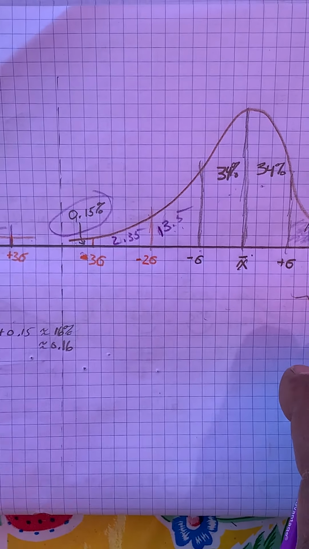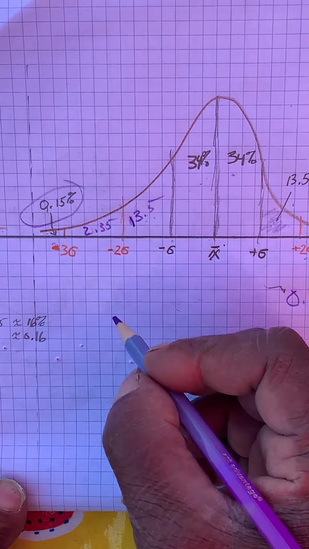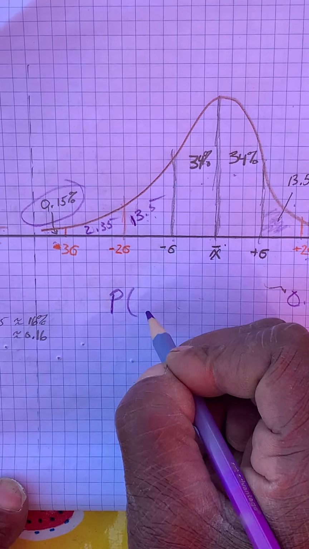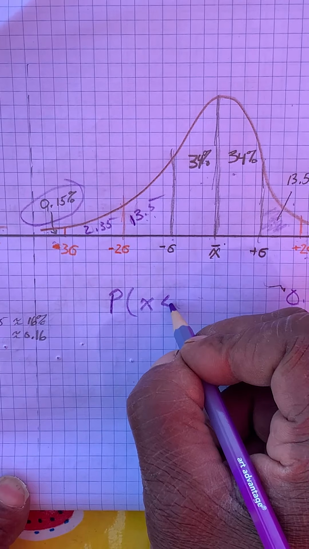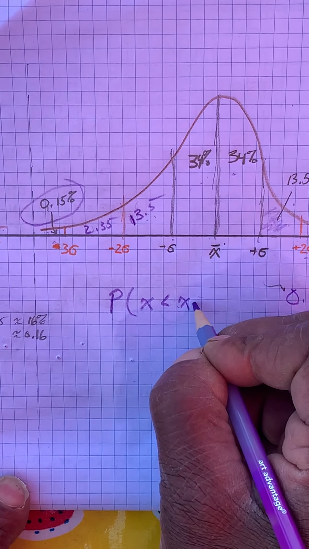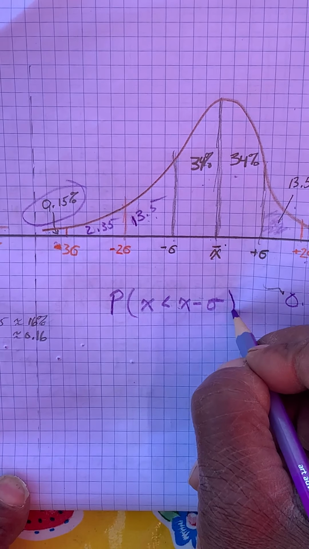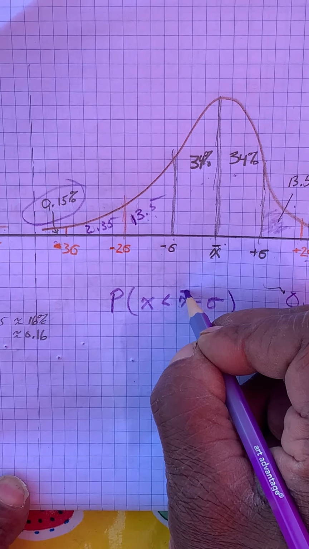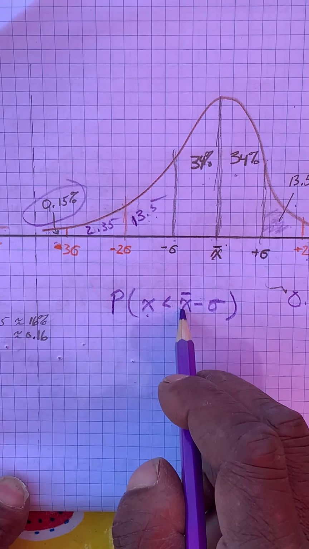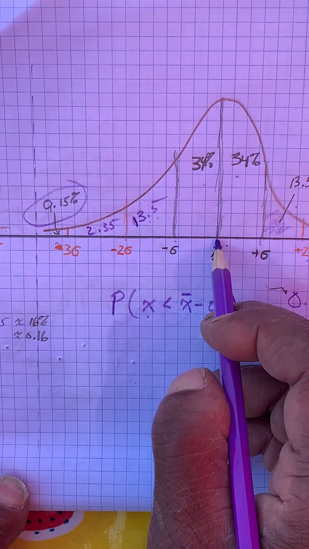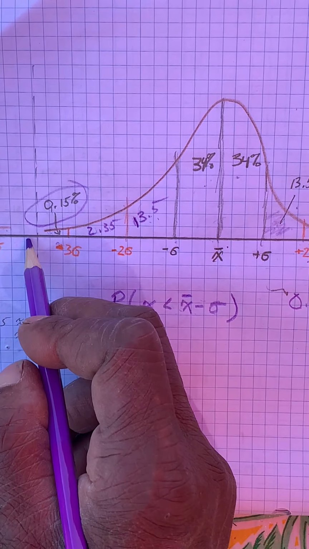Okay? So we can ask, what's the probability, in a data set in general, that the value you choose is going to be less than, say, 1 standard deviation below the mean? That's what this symbology is saying. So we look at our data, here's the 1 standard deviation below the mean, and we're talking about being less than that.